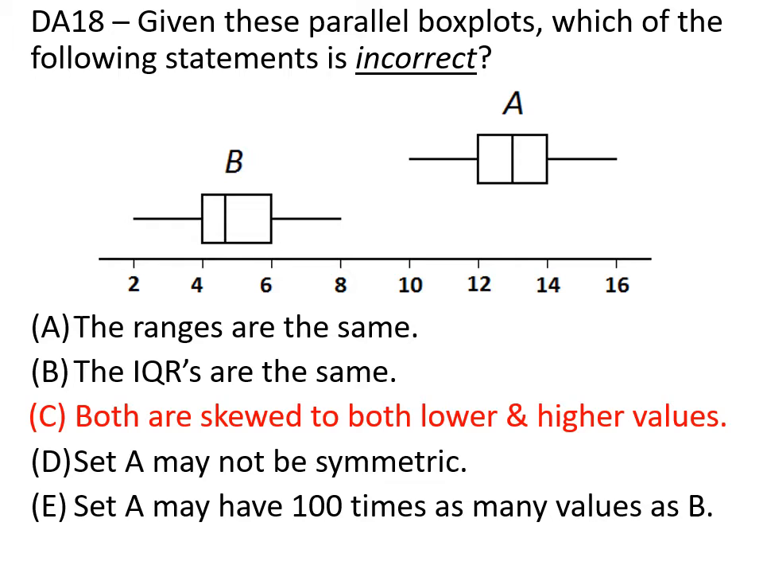C is wrong because it doesn't make any sense. The term skewed to the left and also skewed to the right, or skewed low and skewed high, doesn't make sense. You can't be skewed in both directions. A may or may not be symmetrical. It looks fairly symmetrical, but you don't know what the actual data values are, so there's a good chance it wouldn't be exactly symmetrical. And then, we don't know how many data values are in each set.